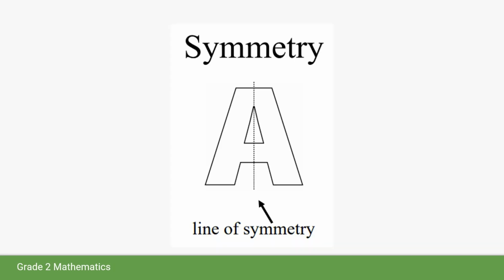A line of symmetry is a line drawn on a shape or object where the shape or object are the same on both sides. If you look at the letter A on the screen, the line of symmetry down the middle splits it in half so that this side is the same size and shape as this side.